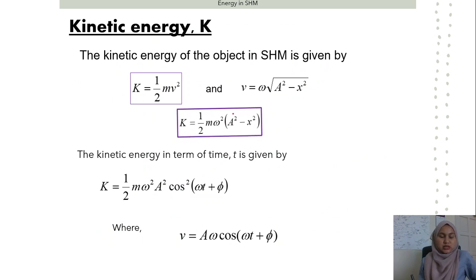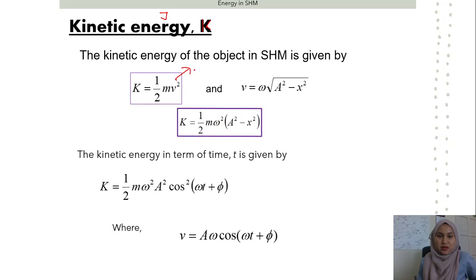Let's proceed with kinetic energy. The unit is also the joule, because this is related to energy, and the variable is represented by K. The kinetic energy of an object in simple harmonic motion is given by K equals half m v squared. It's similar to the energy in translational motion, or energy in linear motion.